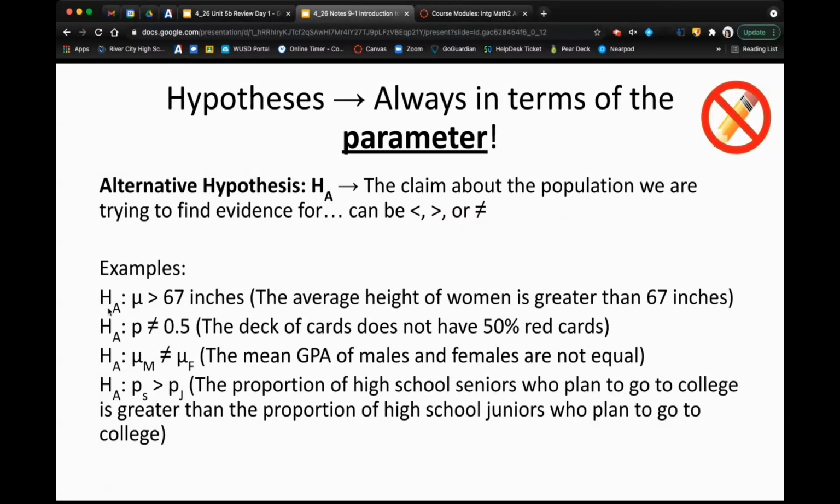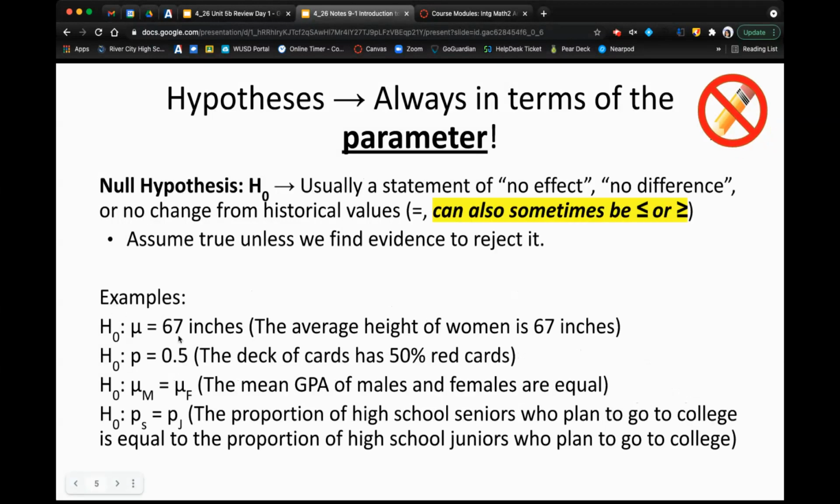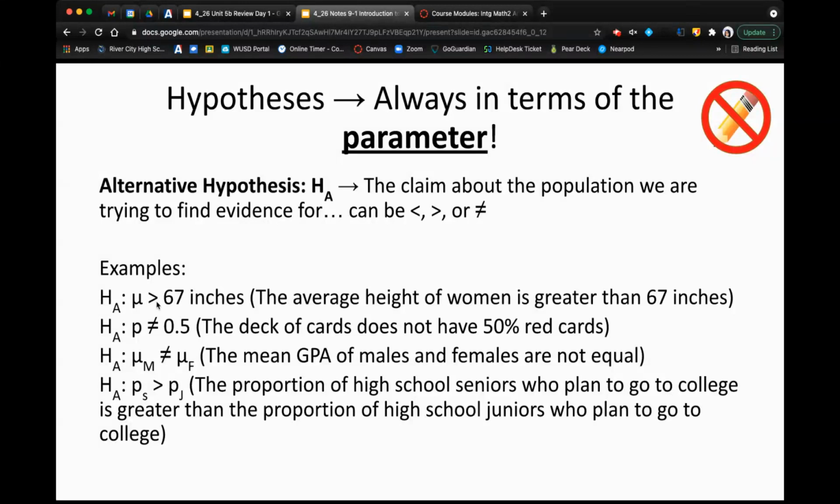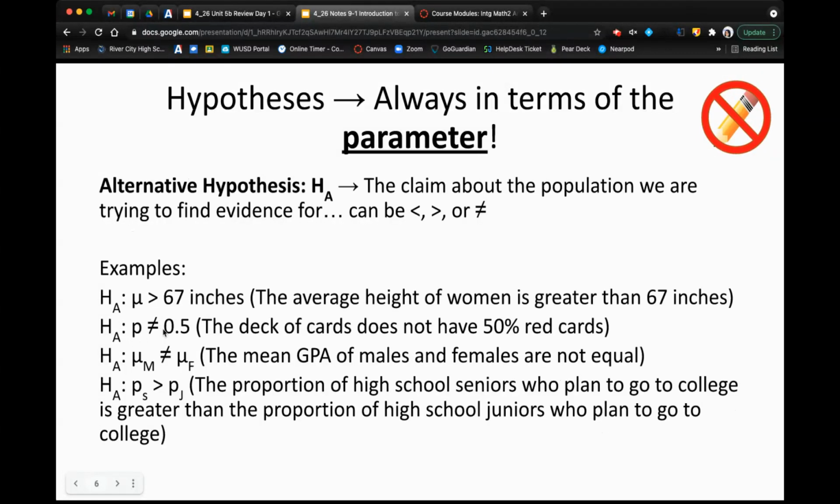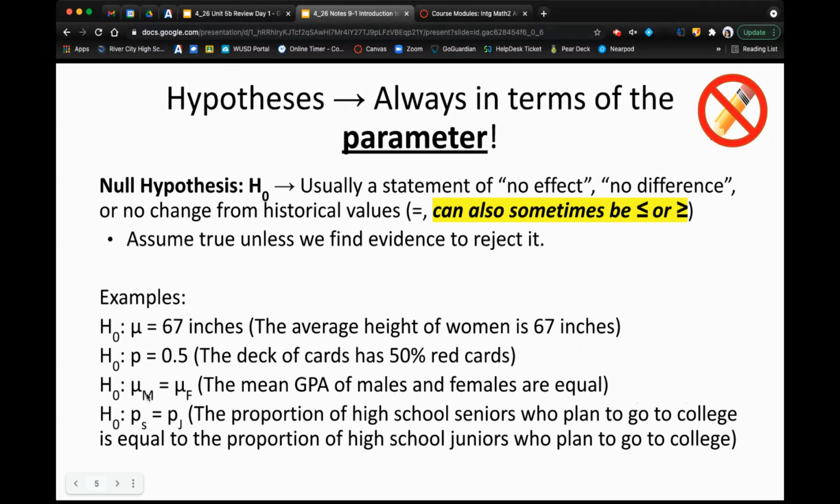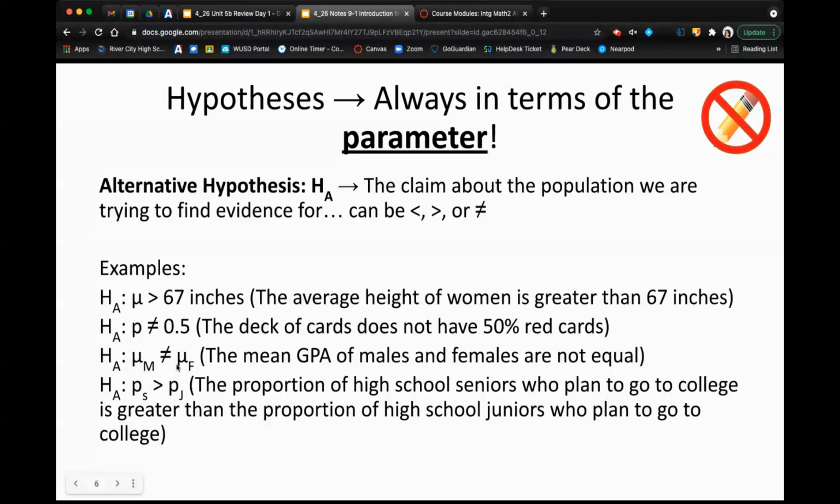So here are some examples. These kind of go along with the previous examples. So the alternative hypothesis to this first null hypothesis would be mu is greater than 67 inches. The average height of women is greater than 67 inches. The alternative hypothesis maybe to this one could be p does not equal 0.5, meaning the deck of cards does not have 50% red cards. The alternative hypothesis for this one could be mu_m does not equal mu_f, which means the mean GPA of males and females are not equal.